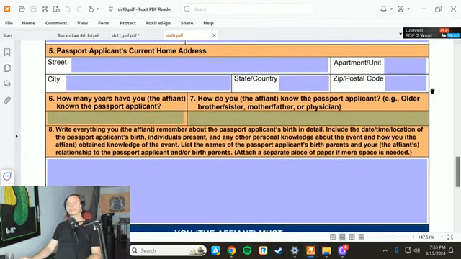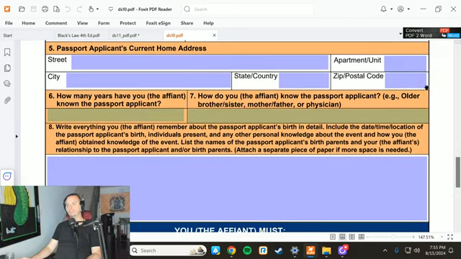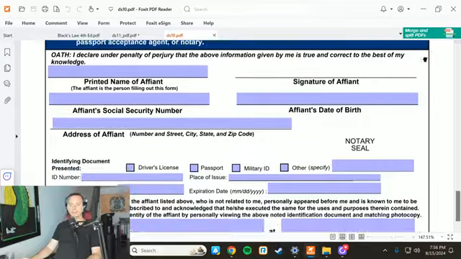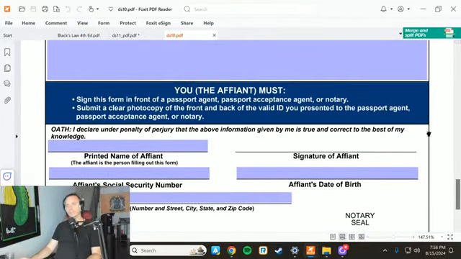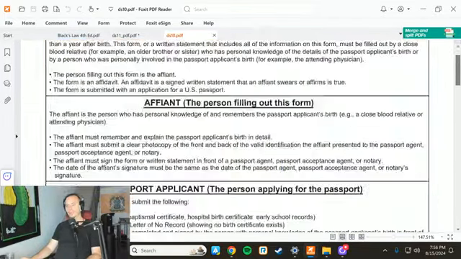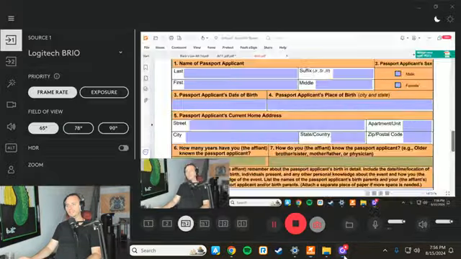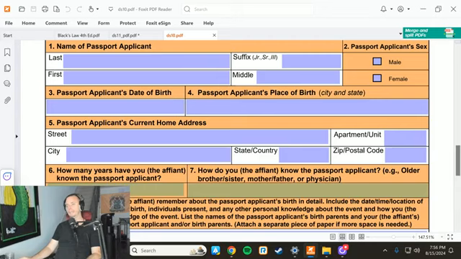So I would recommend using this DS10. Just read through it. I'm not going to go through all this right now. But just read through it, and you can fill out a DS10 rather than getting involved in a birth certificate. Try to send this in. Again, I'm just giving you options.